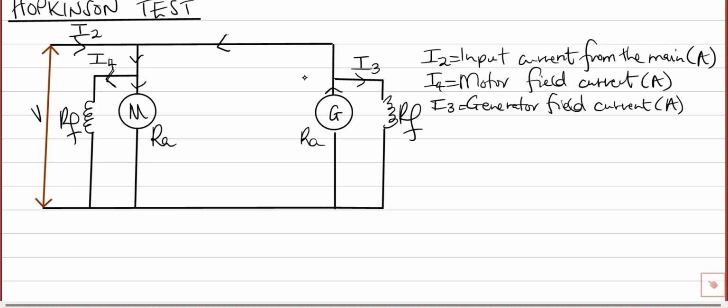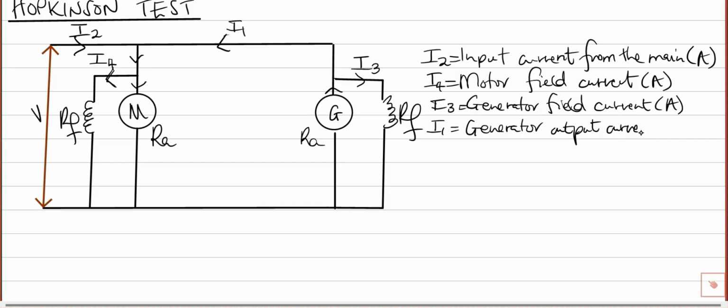Before we deal with this one and that one, there's another current here. You'll notice an arrow moving out of the side of our generator armature. The symbol for this current is I1. I1 is the generator output current.